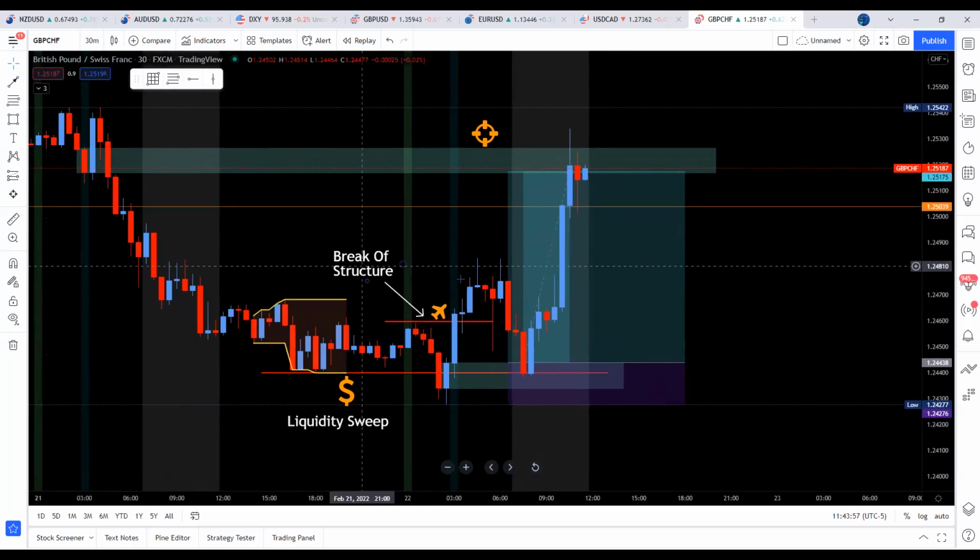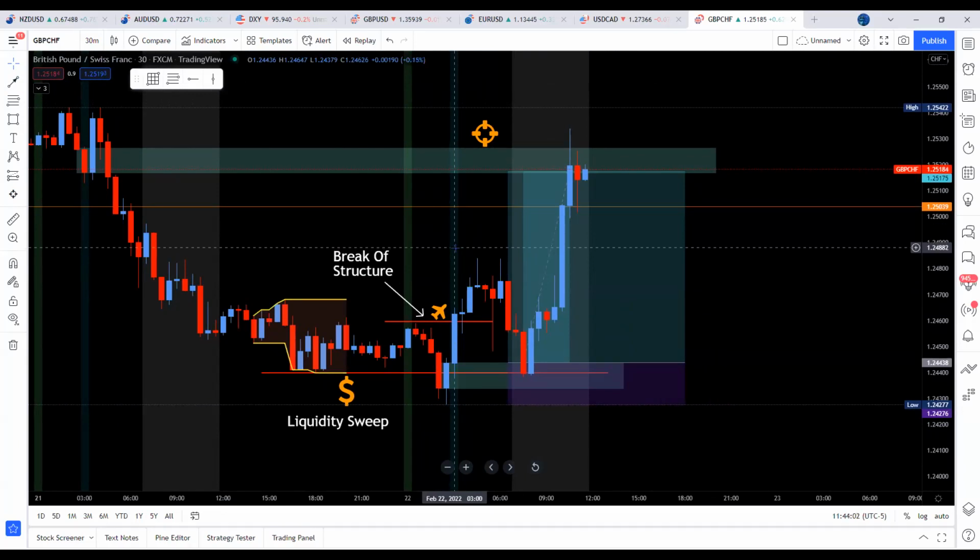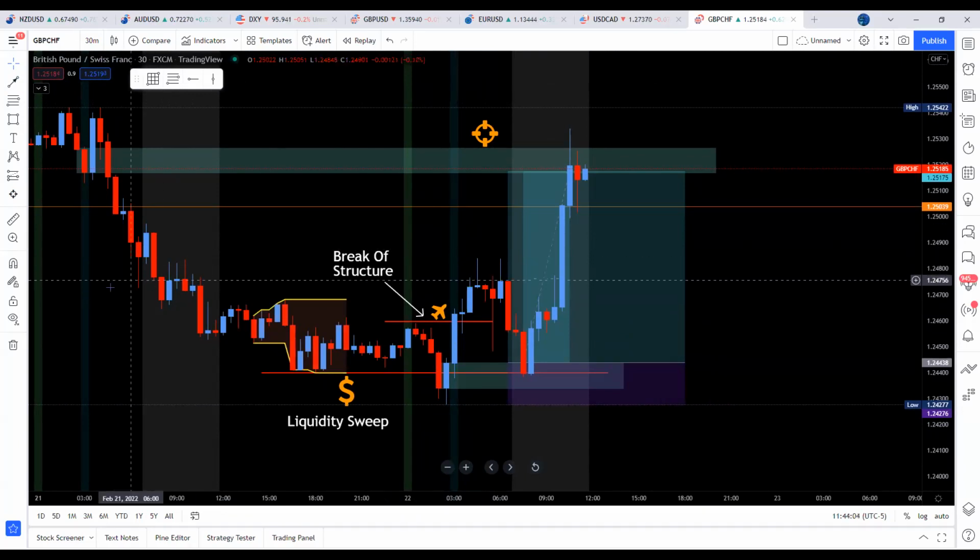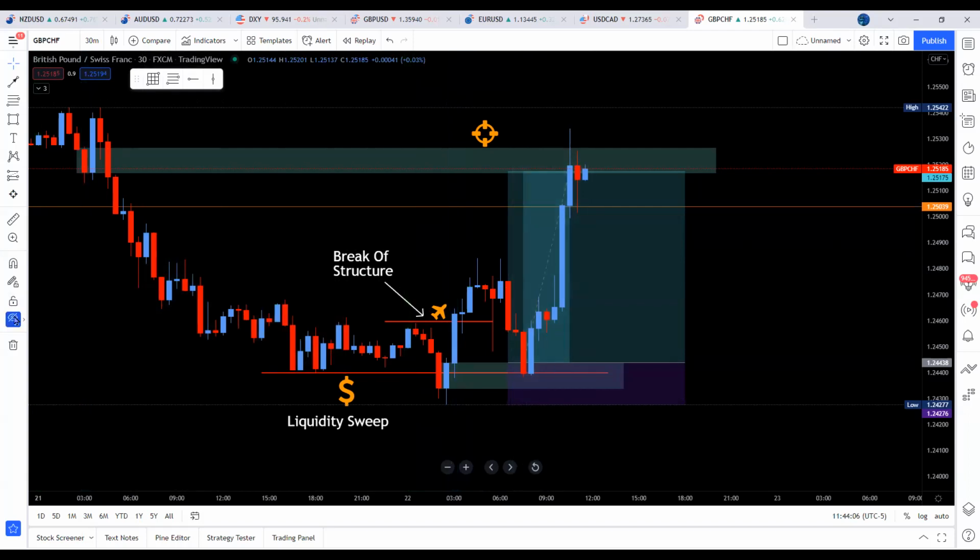Do you guys want me to turn off my indicator so you can get a cleaner screenshot? Do you guys like it like this or like this? I think like this looks better, right?